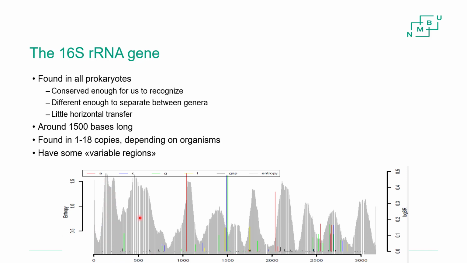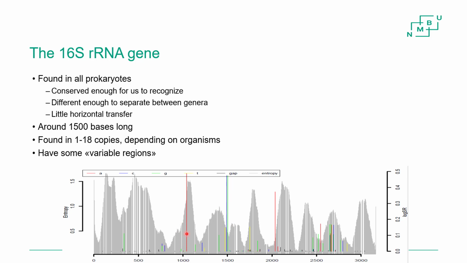And you can see there are actually 9 mountains of variability along the 16S gene. And these are the variable regions. We usually denote them V1, V2, V3, and so on, up to V9, variable regions. The point of this is that when you want to sequence the 16S, you don't sequence the whole gene. You sequence only part of it.